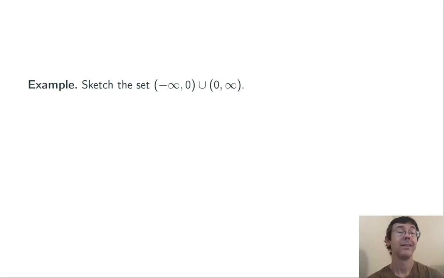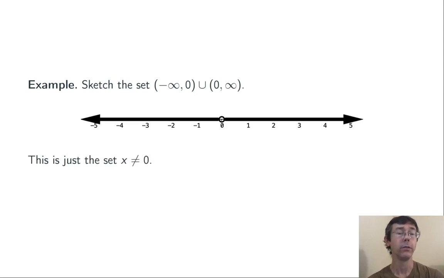One final example. Sketch the set (-∞, 0) ∪ (0, ∞). So we have two intervals. We're going to draw a number line and shade each one in. We're going to leave out the value 0 from each one of those intervals. Here's the picture. On the left, you see (-∞, 0), with 0 omitted. On the right, you see (0, ∞), again with 0 omitted. This is just the set x not equal to 0.